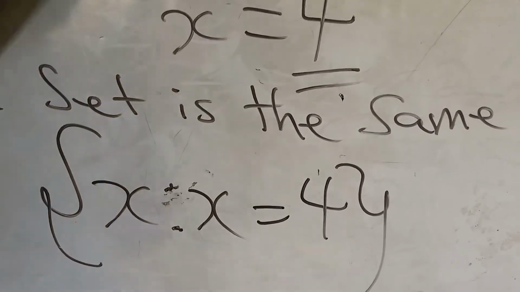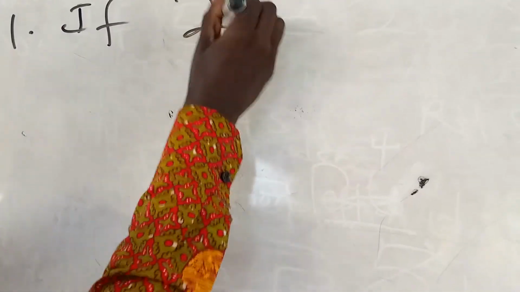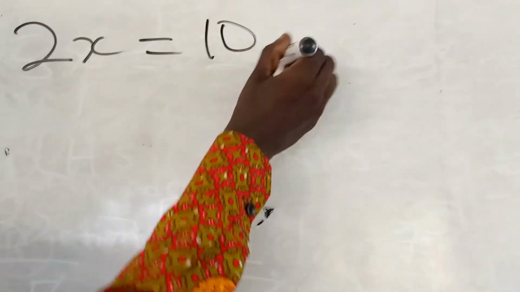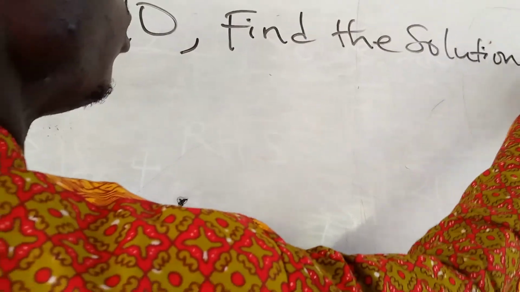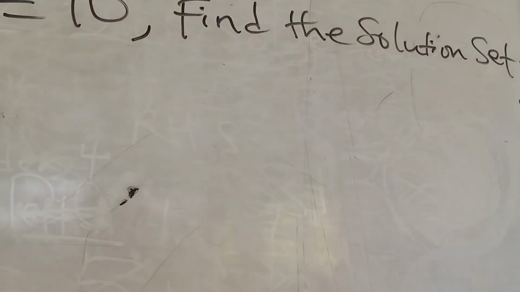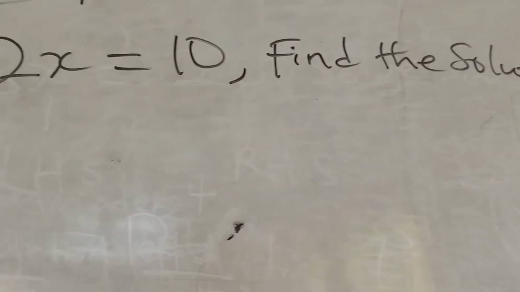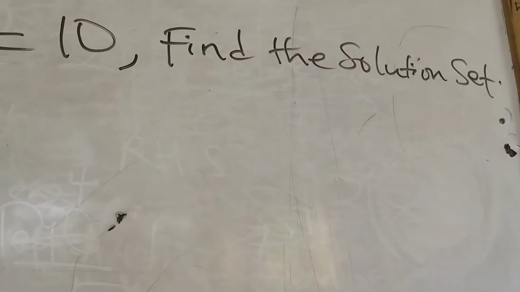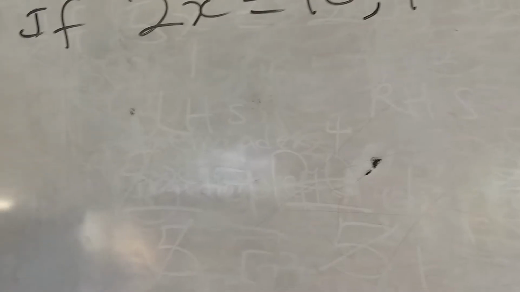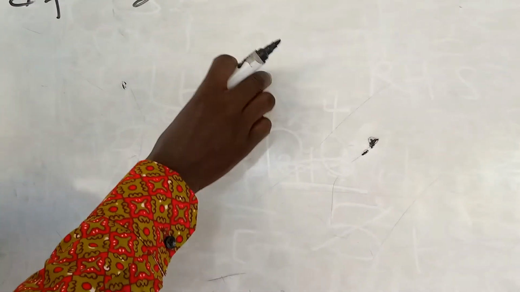Now example 2, the second example. If 2x is equal to 10, find the solution set. You see, for this question, I didn't ask you to find x. These are the techniques in linear equation. I didn't ask you to find x, but they have asked you to find the solution set. And to find the solution set, you should work out your variable first before writing your answer in the solution set.